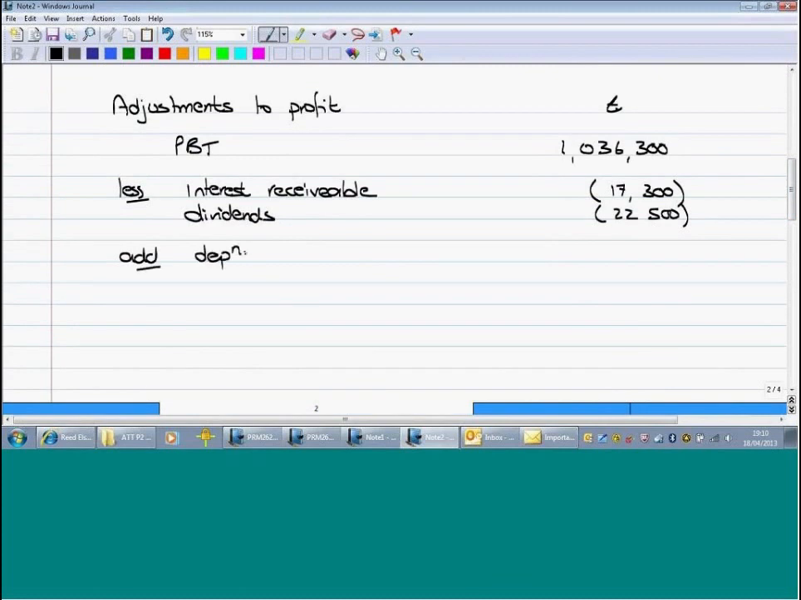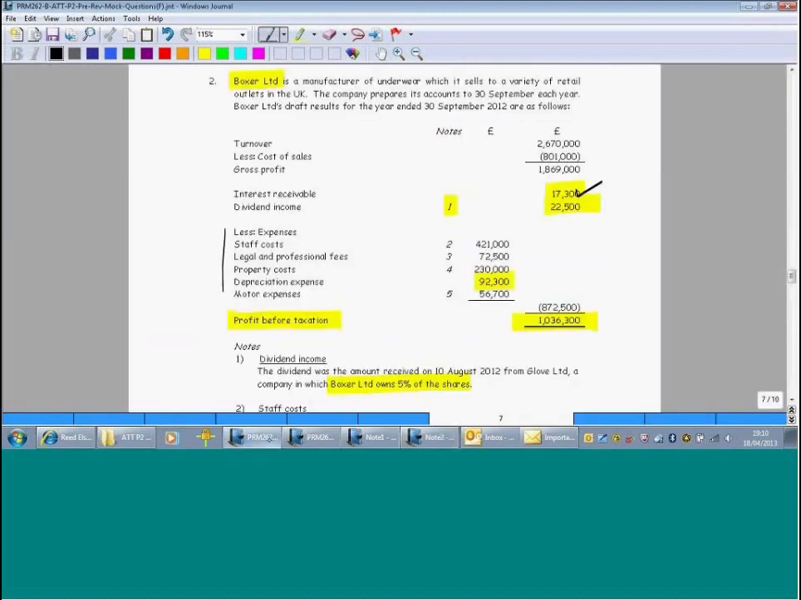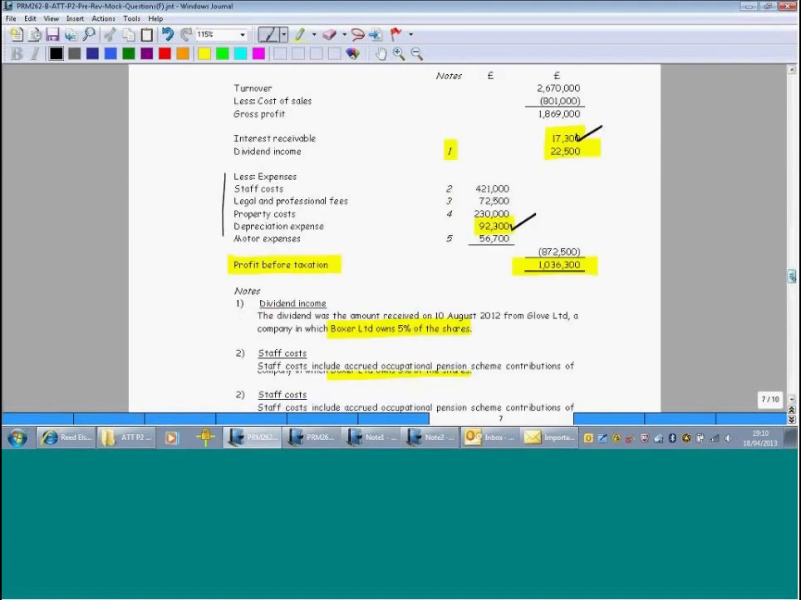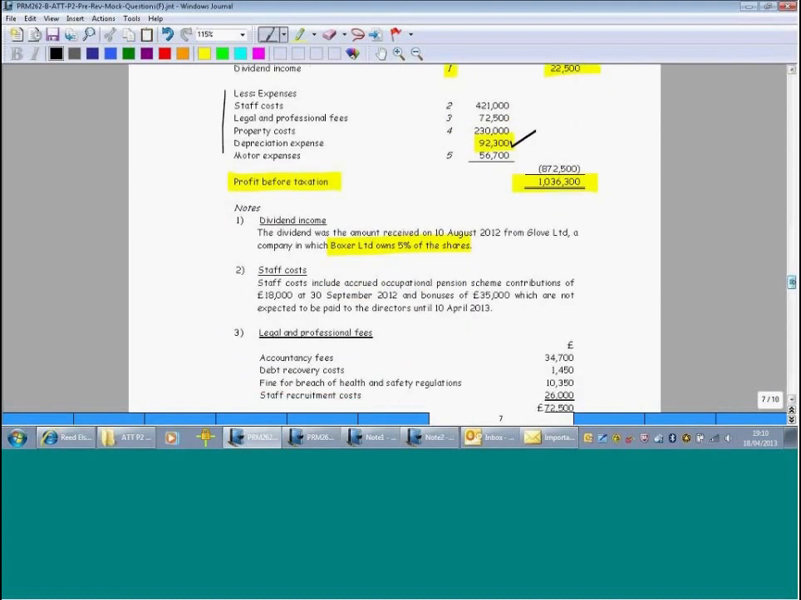You don't have to write it out in full. As long as the examiner can see what that figure relates to, as long as there's some narrative there, that's absolutely fine. So I've dealt with that. I'll tick it off. I'll then start reading through the notes because I don't know anything yet about motor expenses, so they could be okay as well.